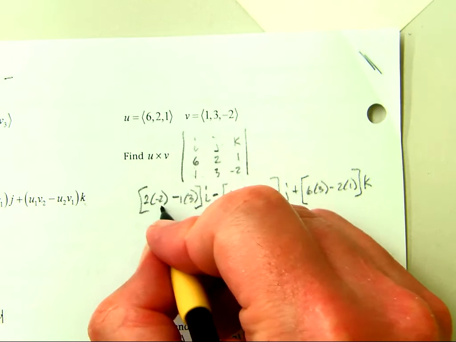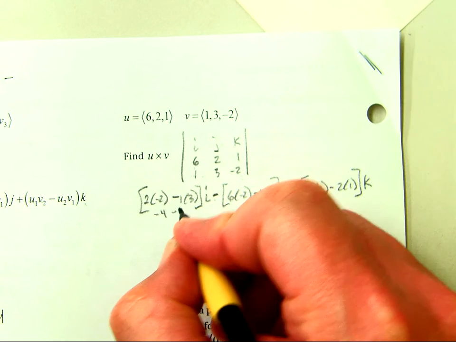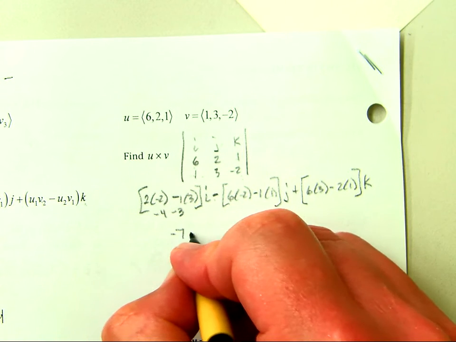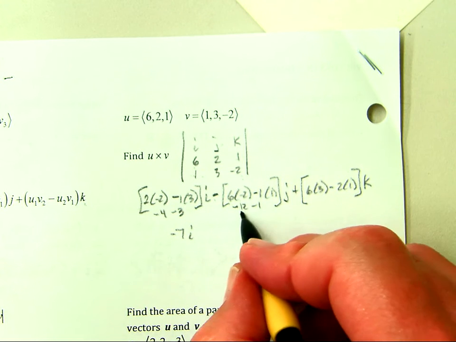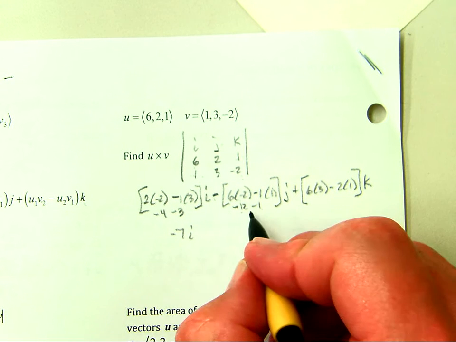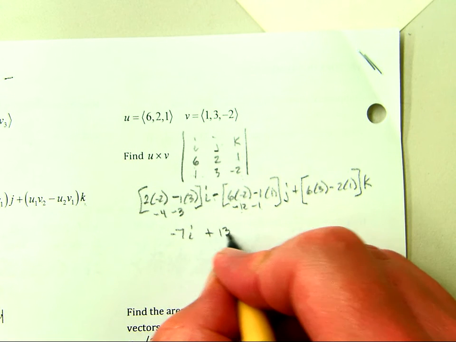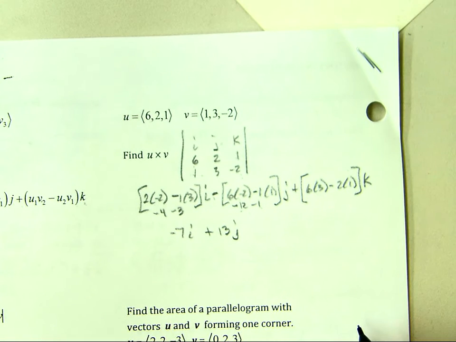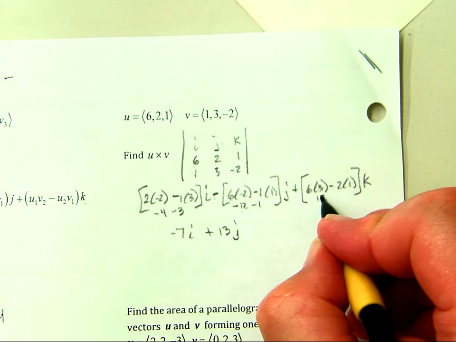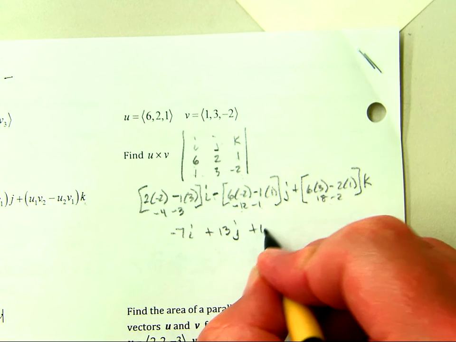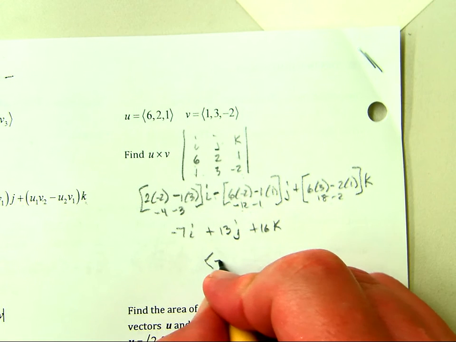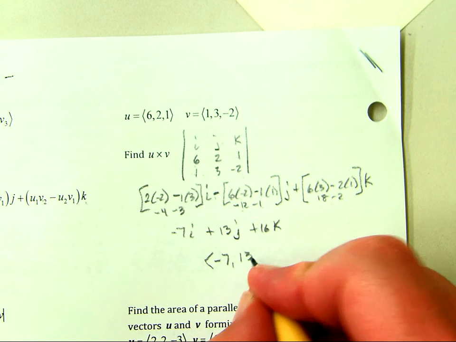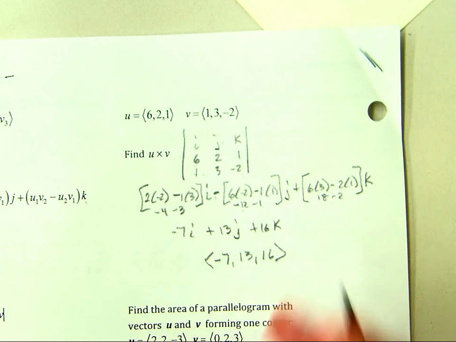Now to simplify them, that's negative 4 minus 3. So that would be a negative 7i. Here, that's a negative 12 minus 1. So that's a negative 13. Now it's minus a negative 13. So that's plus 13j. Here, that's going to be 18 minus 2. So that's 16, plus 16k. So that's u cross v. Now that's in ijk form. If you just want it in component form, we just take the coefficients, negative 7, 13, and 16. That would be the component form.